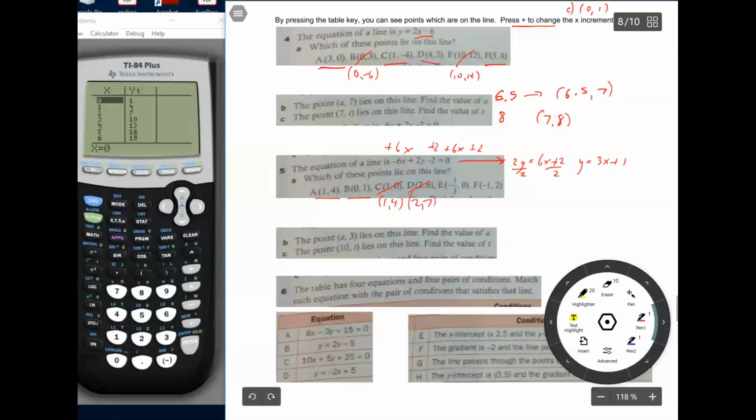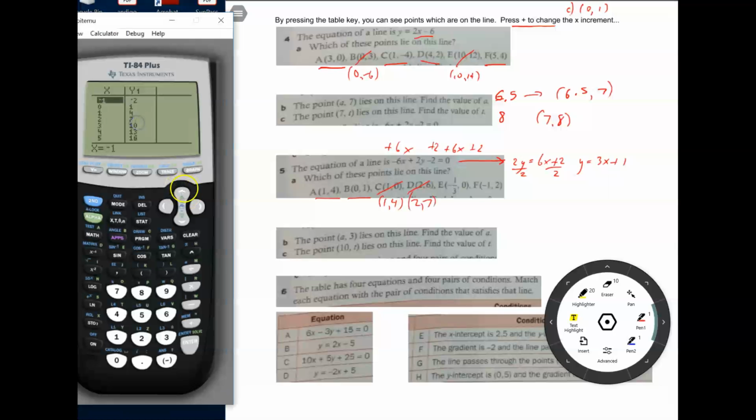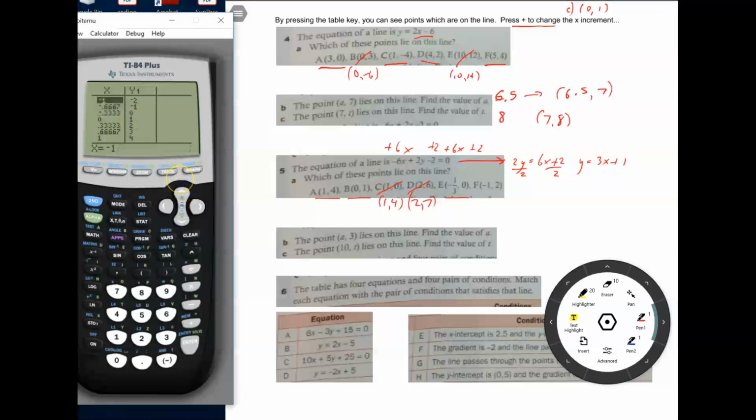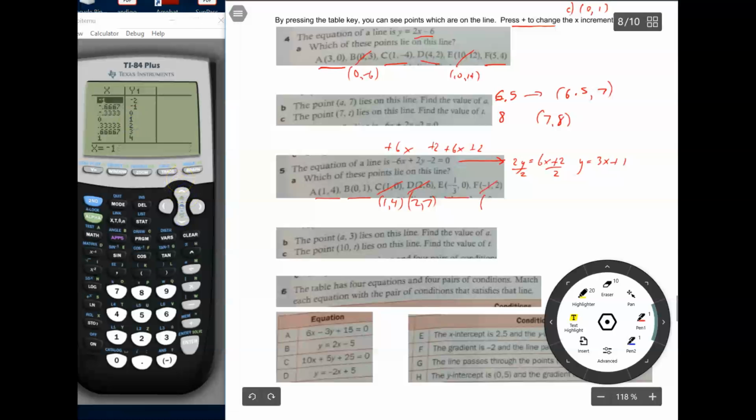What about negative 1/3 comma 0? Maybe. Let's change the step size here to 1/3. Negative 1/3 comma 0. Yeah, that's right. What about negative 1 comma 2? No, it's negative 1 comma negative 2. Okay?